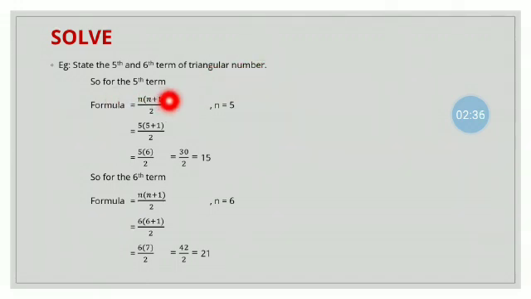So for the fifth term, the formula is n into n plus 1 upon 2. So n here is 5. So 5 into 5 plus 1 upon 2. 5 plus 1 is 6. So 5 into 6 upon 2. So 30 upon 2 which equals 15. So for the sixth term, the formula is the same, n into n plus 1 upon 2. So n is 6. So 6 into 6 plus 1 upon 2, 6 plus 1 is 7. So 6 sevens are 42 upon 2 which equals 21.